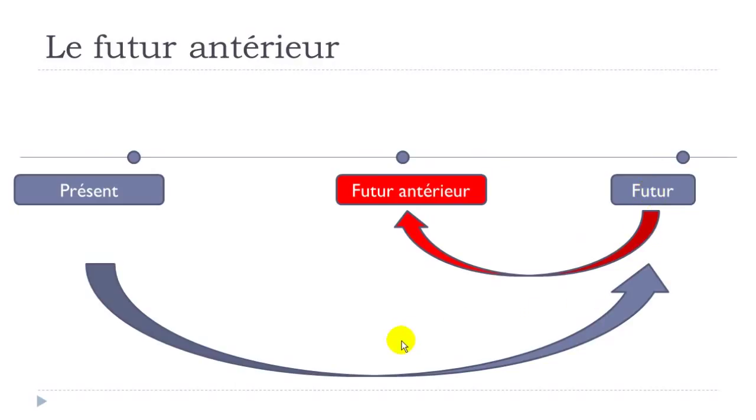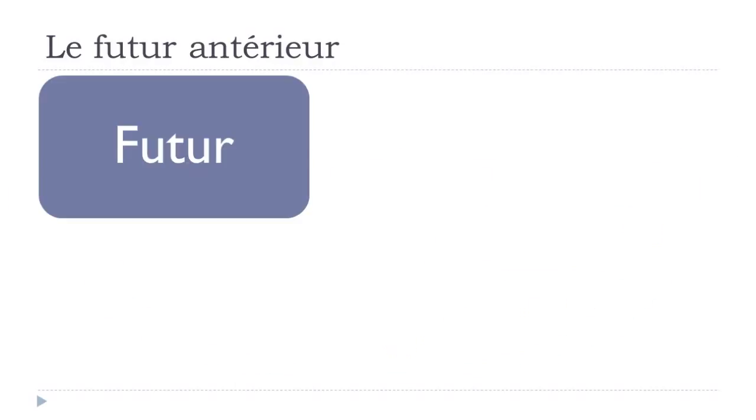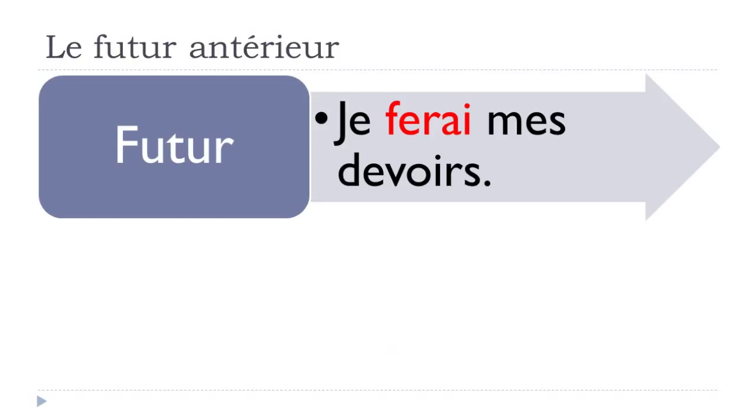Alright, so if it's not clear so far, let's see one example. At the future form, so if we want to use faire, to do, je ferai mes devoirs. Mes devoirs, my homework. So this is the sentence at the future form. Je ferai mes devoirs.